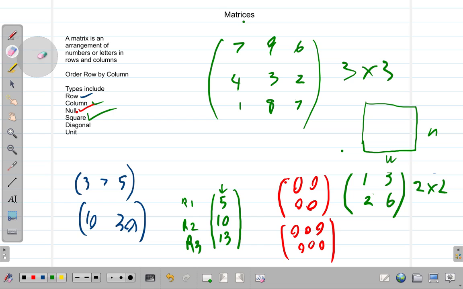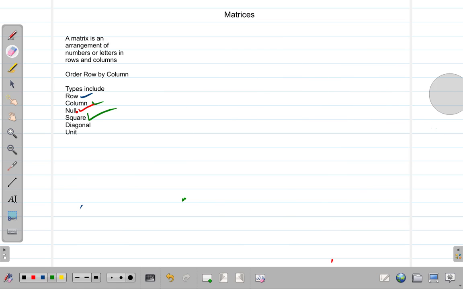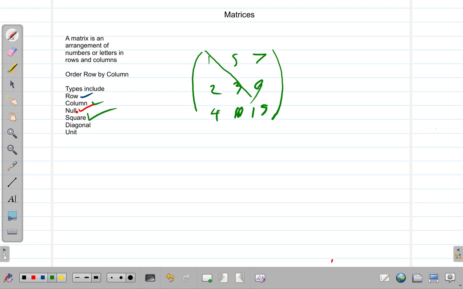Then you have the diagonal matrix. Let's look at what that is all about. Remember, dia means across, and you're measuring across. Now, if you have a matrix like this, 1, 5, 7, 2, 3, 9, 4, 10, 15, this is the diagonal. However, this is not a diagonal matrix. A diagonal matrix would look like this.